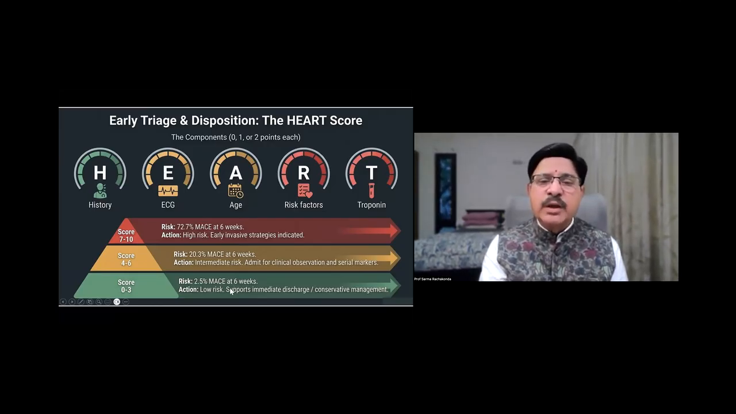Conservative management, evaluate symptoms. 4 to 6, risk is 20%. And then intermediate action: admit for clinical observation, serial troponin and serial ECGs will be required, and also the echocardiogram to look at regional wall motion abnormality. 7 to 10, risk is very high, 75% risk, a high risk, high stake patient. Early invasive strategy is indicated within 90 minutes, to perfuse the occluded culprit vessel.